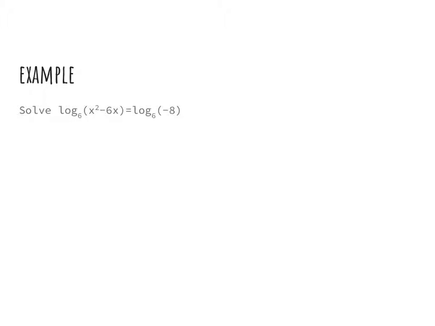Our next example, we've got the log base 6 of x squared minus 6x is equal to the log base 6 of negative 8. Again, bases are the same, so I can take these two terms and set them equal to each other. So x squared minus 6x is equal to negative 8. Got to have a 0 on one side, so I'm going to add 8 to both sides, giving me x squared minus 6x plus 8 equals 0.